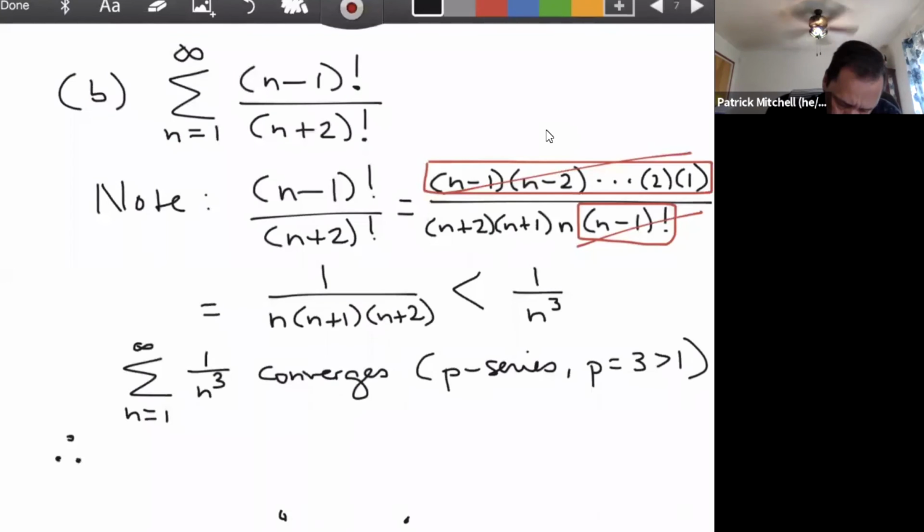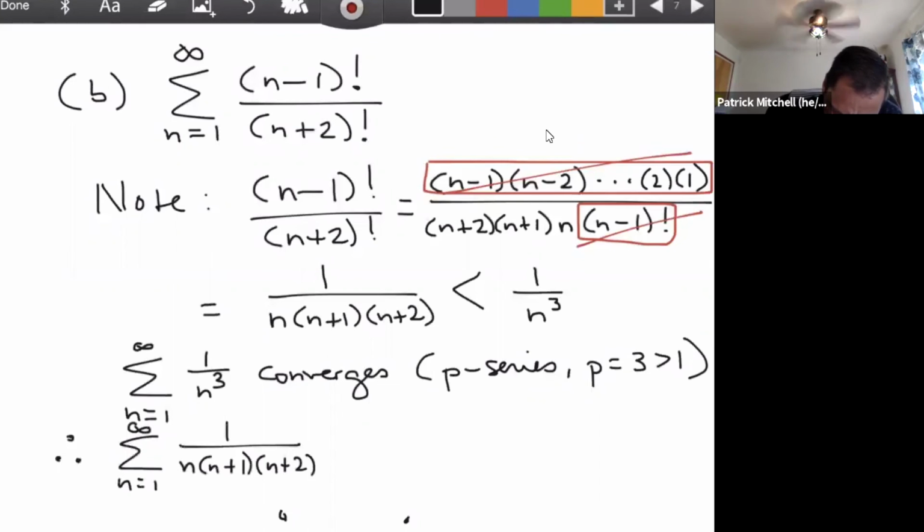Therefore, the sum n going from 1 to infinity of, I'm just going to write it the new way, 1 over n plus 1, n plus 2, also converges by the direct comparison test.